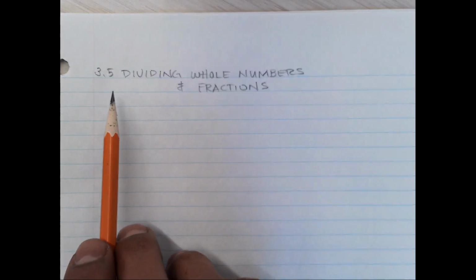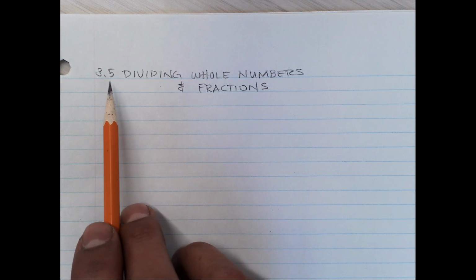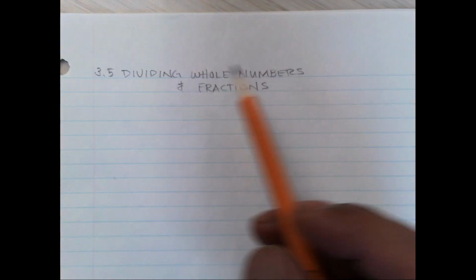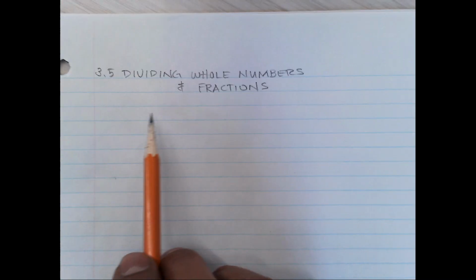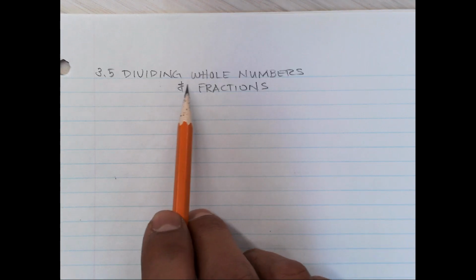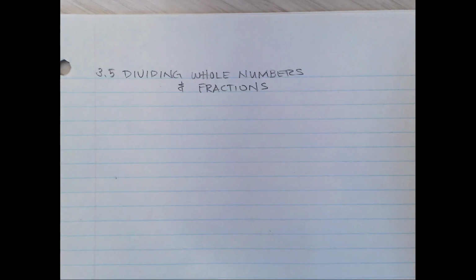And today we're going to be looking at, in our textbook, the ones that I'm working with my students, it's called 3.5, dividing whole numbers and fractions. So let's begin with an example, but basically what we're going to do here is model dividing whole numbers and fractions on a number line. But I will also probably do a little bit of modeling with circles, diagrams, etc. So let's jump in.